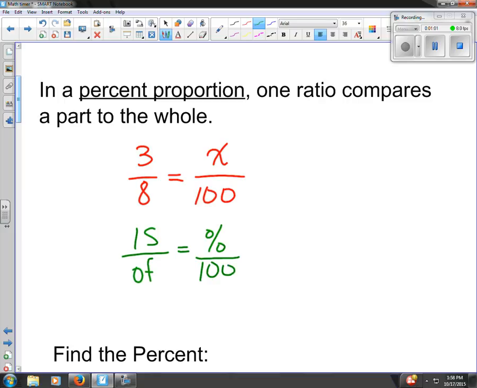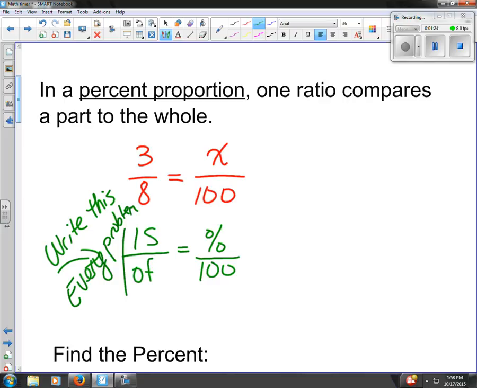Okay, this will help us find the answers to many problems. We're going to use it a lot in this video. You're going to write this formula every time, every problem. Okay, so memorize it. This is very important. Is over of equals percent over 100.